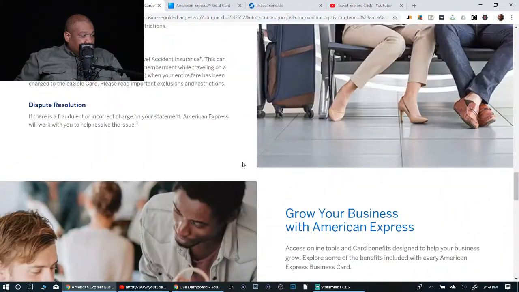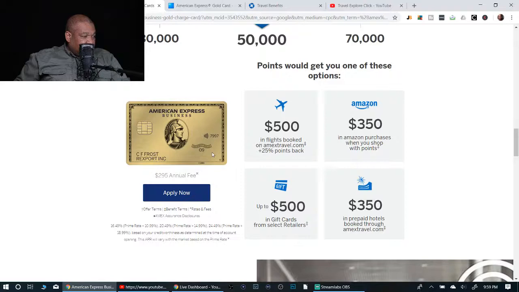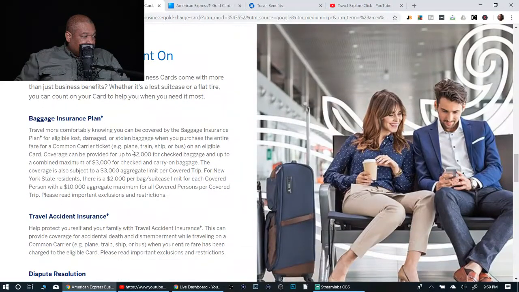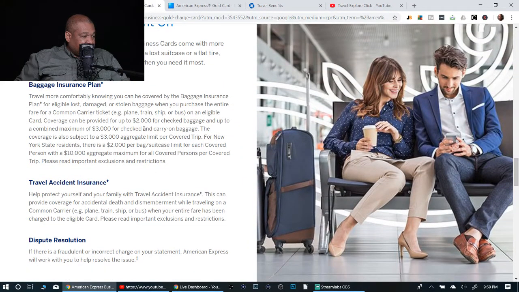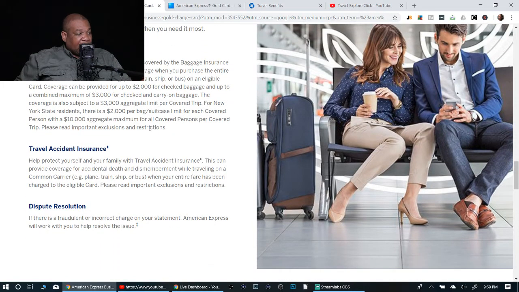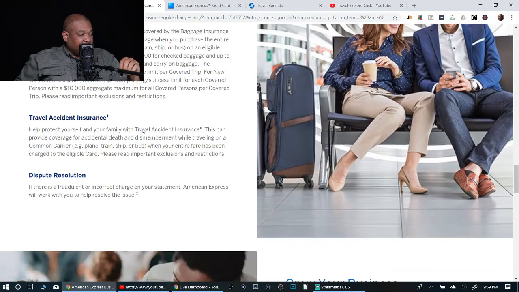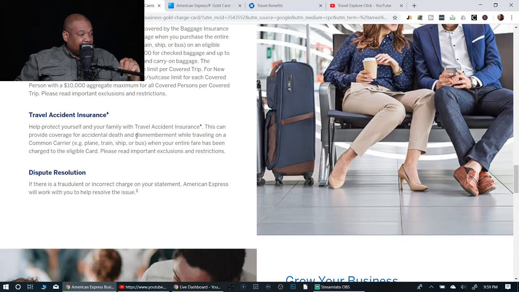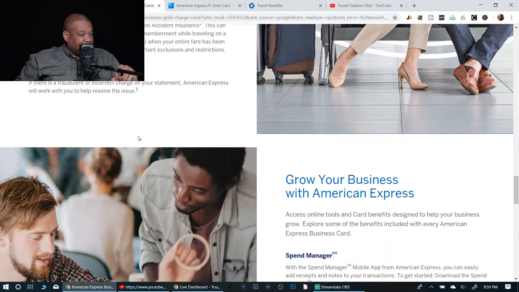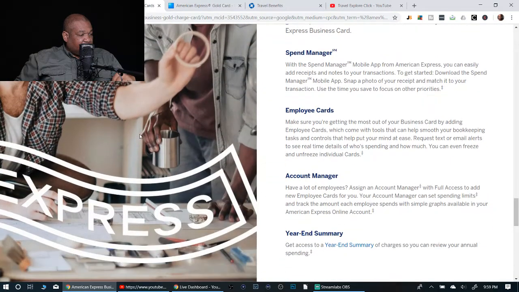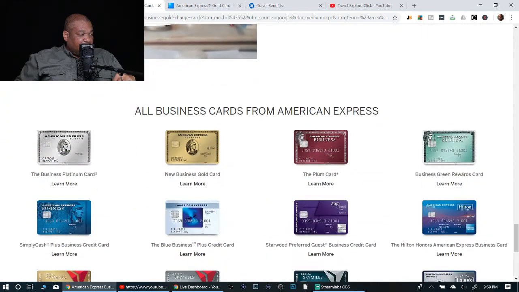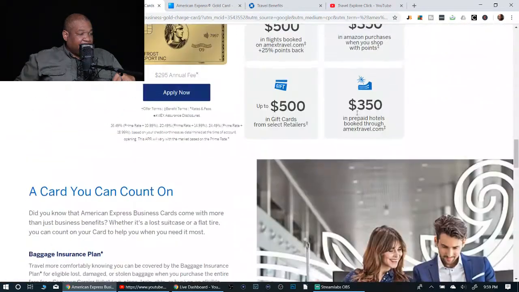So some of the other benefits here. What do we have? Baggage insurance plan. Okay, so you get the baggage insurance. That's good. And all this stuff I'm just going to briefly go over. I would look at the fine print on these. Travel accident insurance, dispute resolution. Okay, Spend Manager. What is that with the Spend Manager mobile app? Okay, so you get access to this mobile app. Okay, so that's pretty much the main benefits of the card.